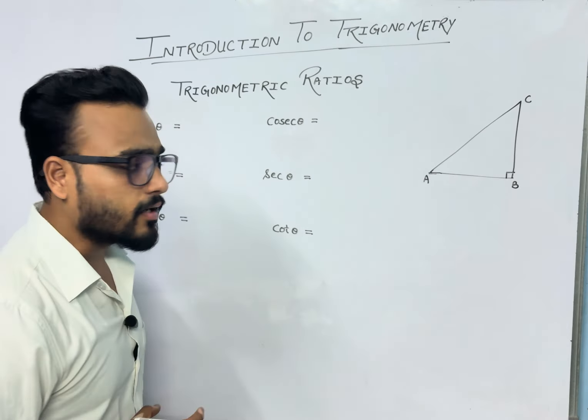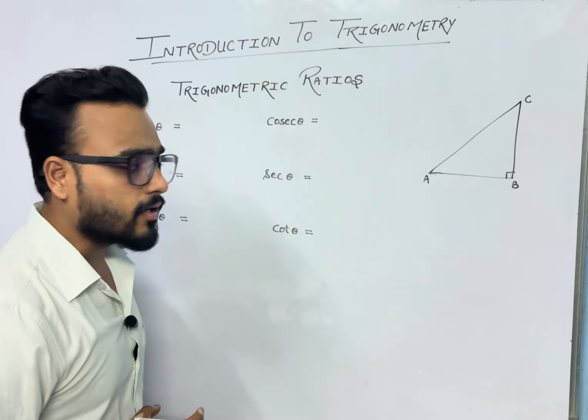If we take another right angle triangle ABC, and we take the acute angle C as theta, then AB is our perpendicular and BC is our base, and the side opposite to 90 degrees is our hypotenuse. So first of all, we have to know that the side opposite to the angle we take is the perpendicular, the side opposite to the 90 degree angle is the hypotenuse, and the third side is the base.